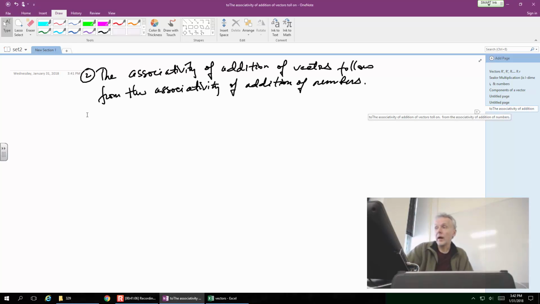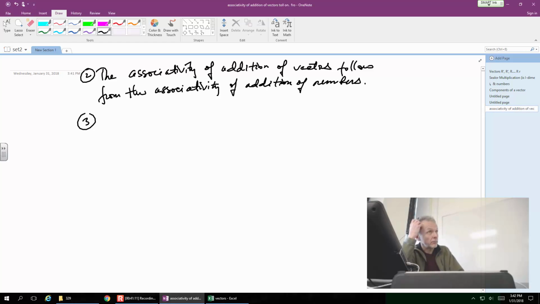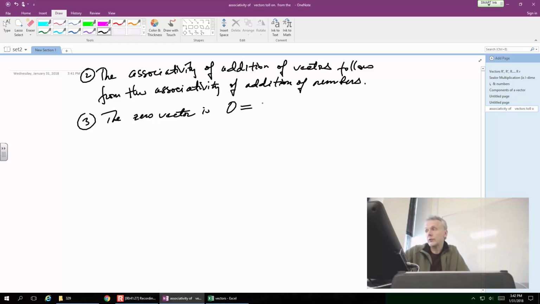Okay, so number 3 is the 0. So what do we do? We just say the 0 vector, and we specify what it is. The 0 vector is given in terms of its components. So it's easy to guess what it is. It's just a bunch of zeros.